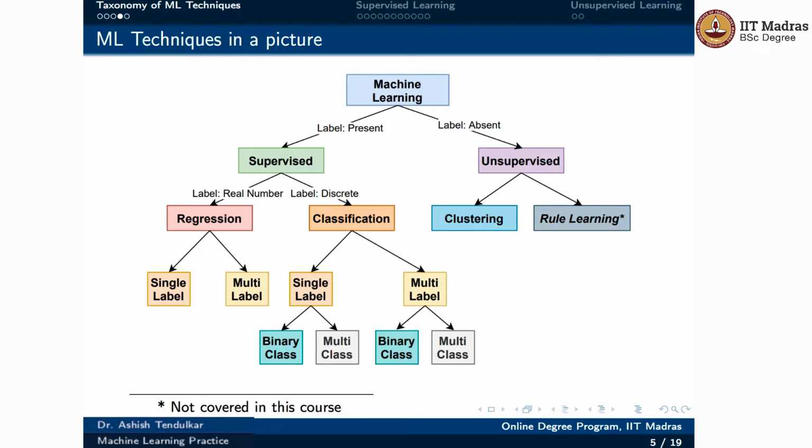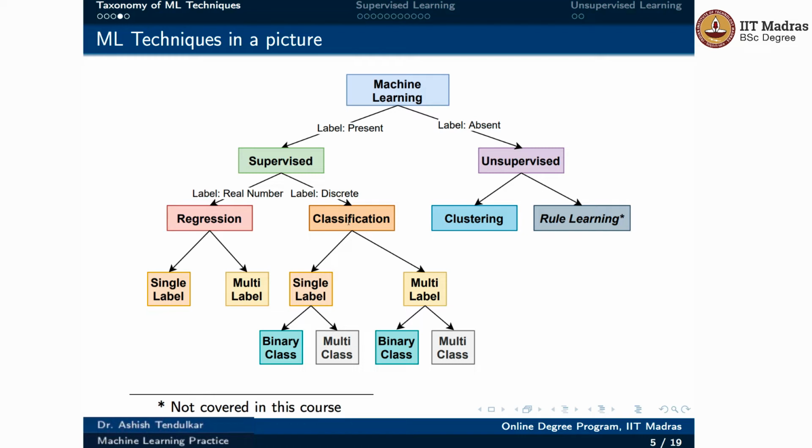Within supervised learning techniques, there are again two classes based on the type of the label. If the label is a real number, then we have a regression problem, and if label is a discrete quantity from certain set, we have a classification problem at hand. So in the regression problem, we may have a single output label or multiple label. Based on that, there are further classification of the regression. This is a single label regression and multi-label regression or multi-output regression.